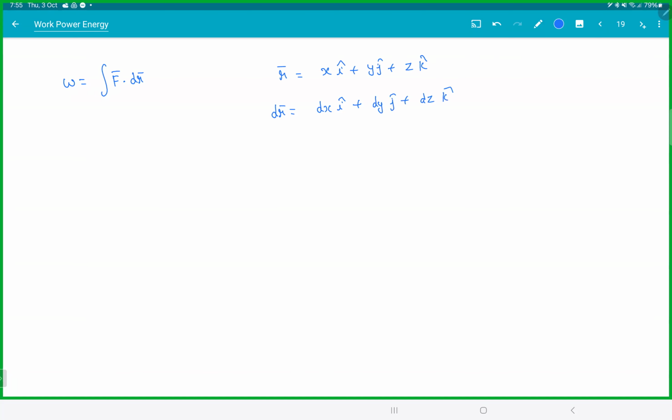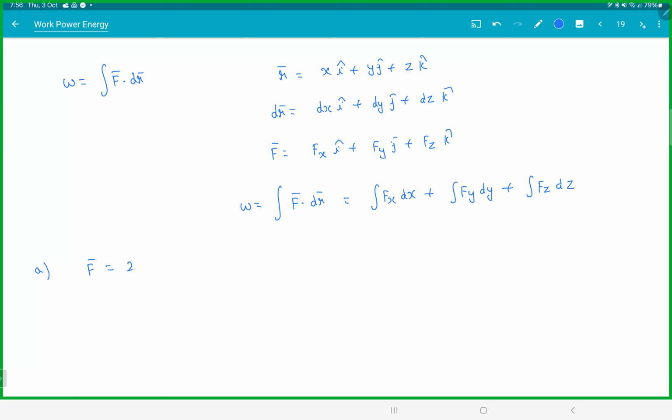So if you have a particle at x comma y comma z, this is a position vector and this is a small displacement. When you have to do the work done, let's say force also has multiple components, fx i cap, fy j cap, and fz k cap. If someone asks you to find the work done, this is what you do. F bar dot dr bar, it's a dot product. So this will be integral fx dx plus integral fy dy plus integral fz dz. This is how you find the work done. Fair enough?